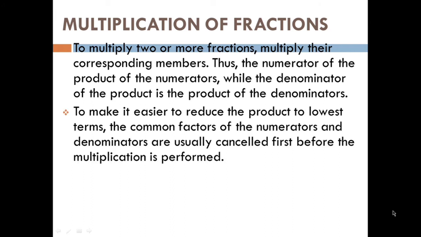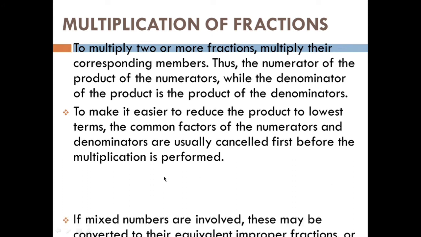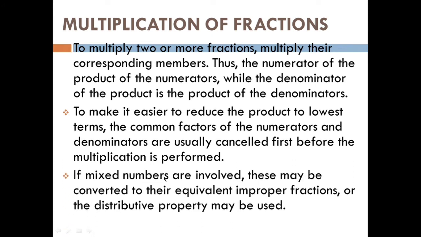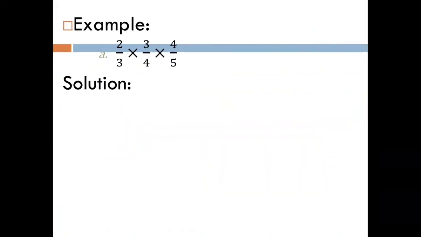So, next step. To make it easier to reduce the product to lowest term, the common factors of the numerators and denominators are usually cancelled first before the multiplication is performed. Then, if mixed numbers are involved, these may be converted to their equivalent improper fractions or the distributive property may be used. Okay? So, bawal po yung mixed number if multiplication yung operation natin. Multiplication of fractions. So, let's proceed to the given example.